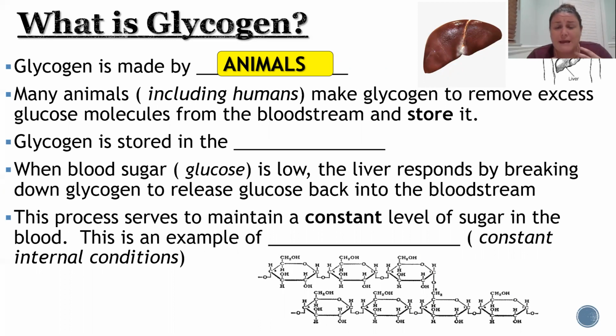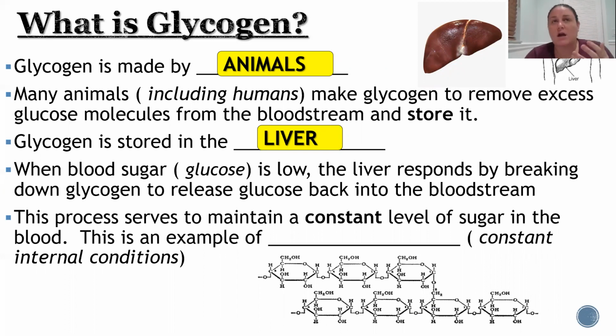So many animals will make this glycogen. It'll remove any extra glucose molecules from the bloodstream and store it for later. And the organ that we tend to store it in is the liver. We also store glycogen in our muscles as well. Now, when our blood sugar gets low, like if you have an 11 o'clock lunch and you're not eating dinner until 6 or 7, your liver will respond by breaking down that glycogen, our polysaccharide, back into those glucose molecules and release it into our bloodstream so our cells can use it for an energy source.